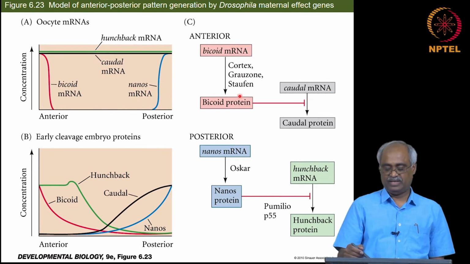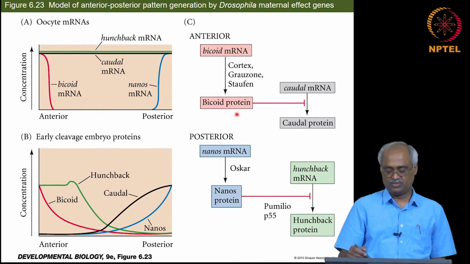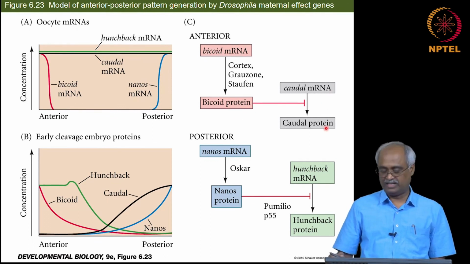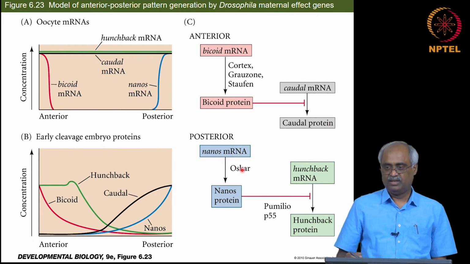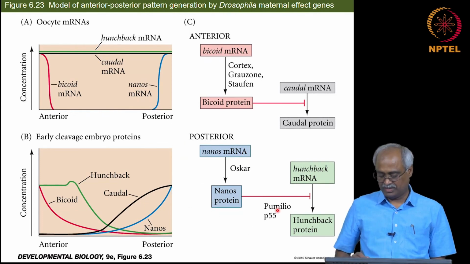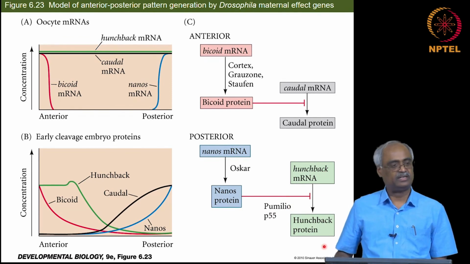Bicoid, these factors promote its translation to make bicoid protein, that is going to suppress caudal translation, that is the anterior. In the posterior, nanos helped by Oskar primarily relieving the translational suppression, becomes nanos protein, and along with pumilio and this P55, it is going to suppress hunchback mRNA getting translated into hunchback protein. This is what happens in the posterior.